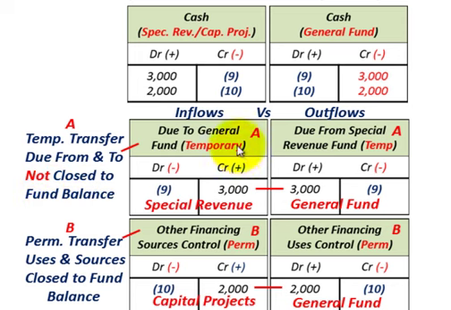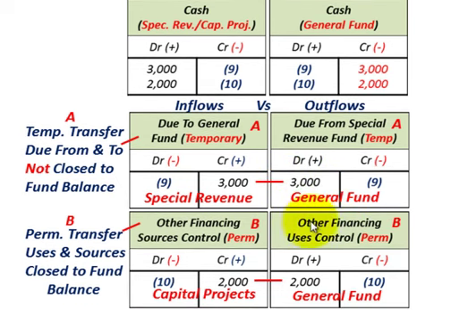Okay, so we understand the temporary transfers. You have to understand your account titles, your debits and credits, and you have to determine which fund is the outflow, sending the cash, and which fund is the inflow, receiving the cash. Okay, so that takes care of our temporary differences.